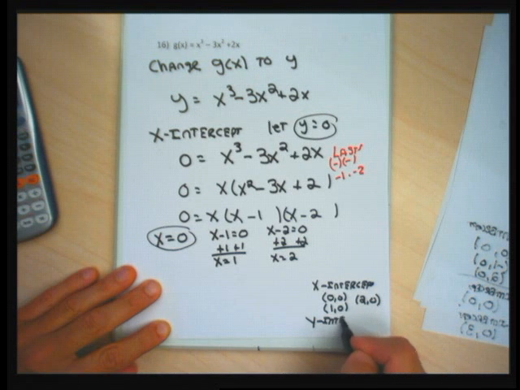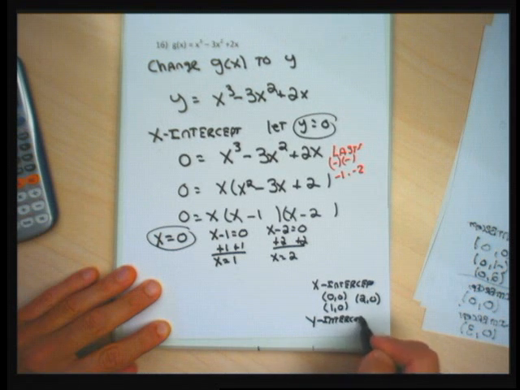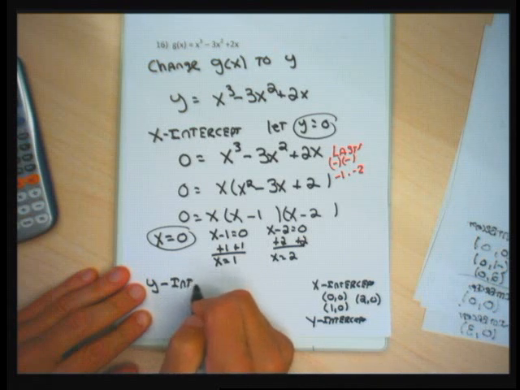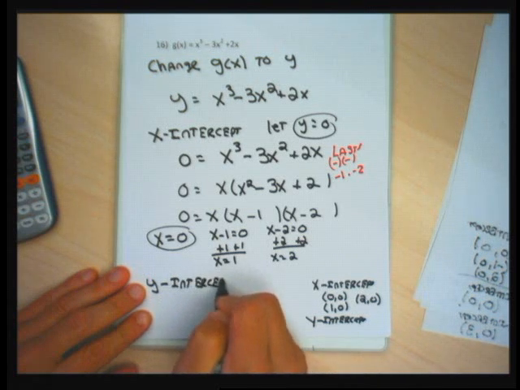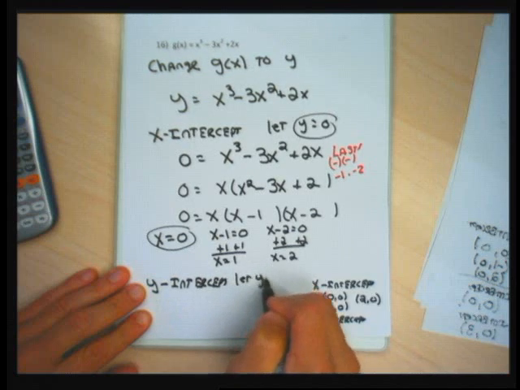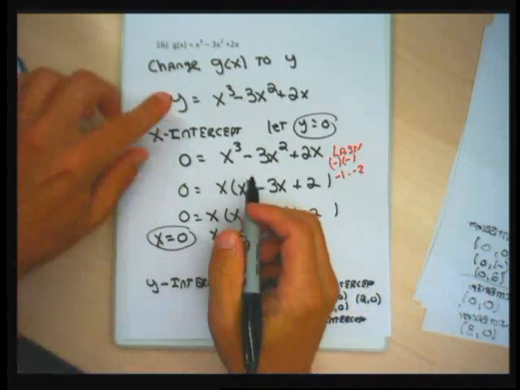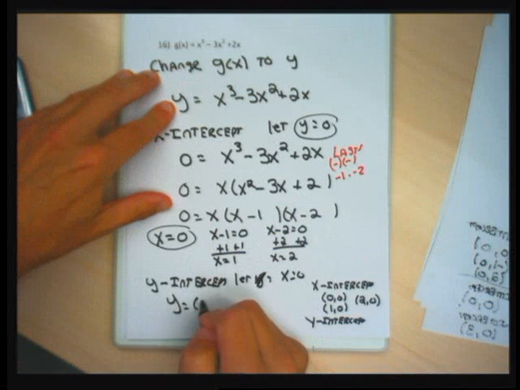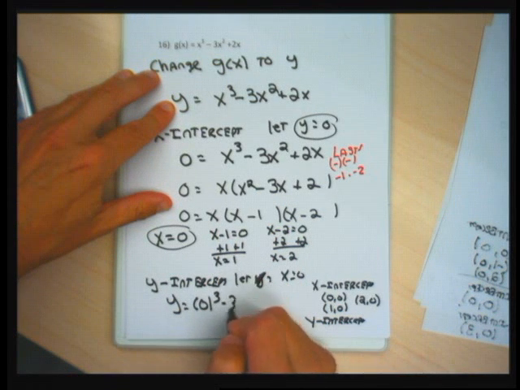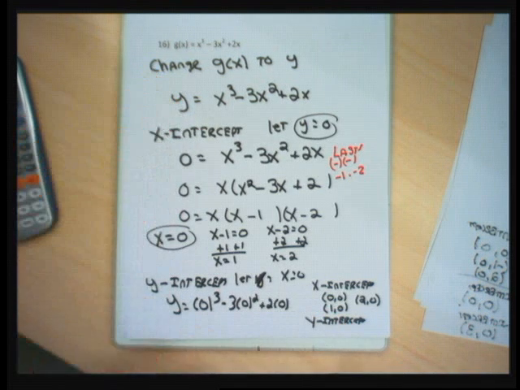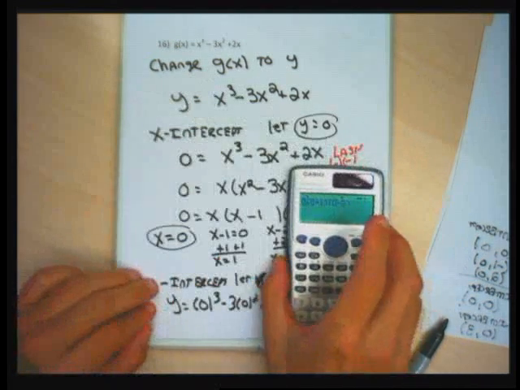The only other thing I need to do is find the y-intercept. For the y-intercept, I'm going to let x be 0. I'm going to go here, y equals 0 cubed minus 3 times 0 squared plus 2 times 0. For me, I can tell each one of those pieces is 0, and my answer is going to be 0. But if you can't tell, you can just do this.